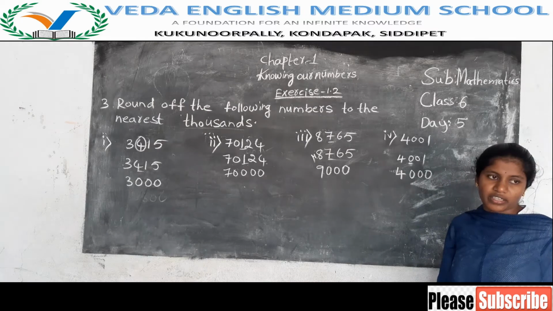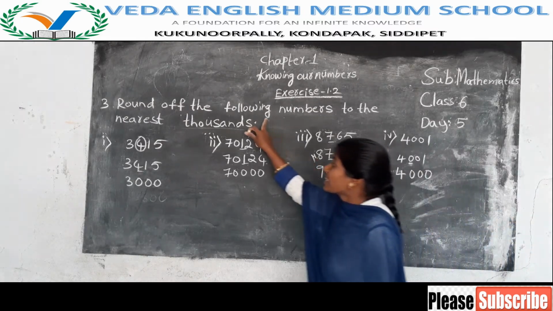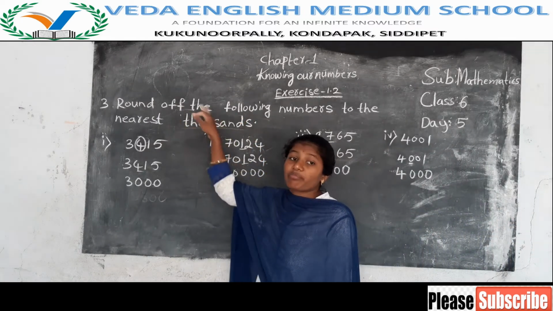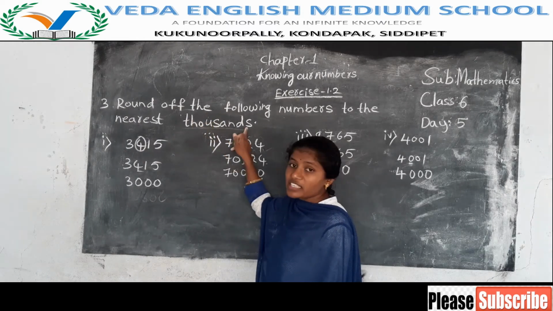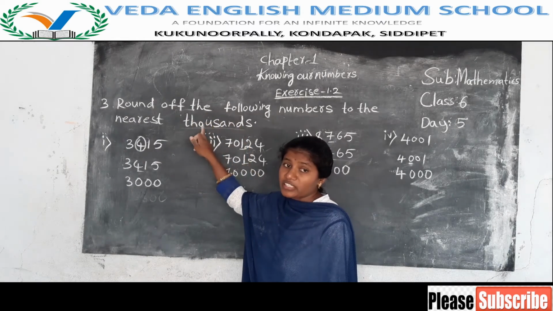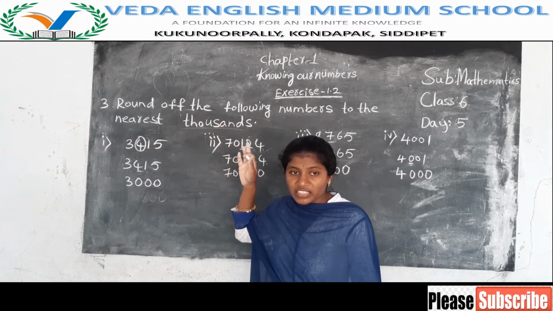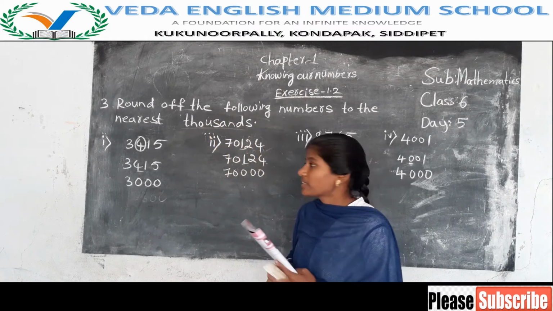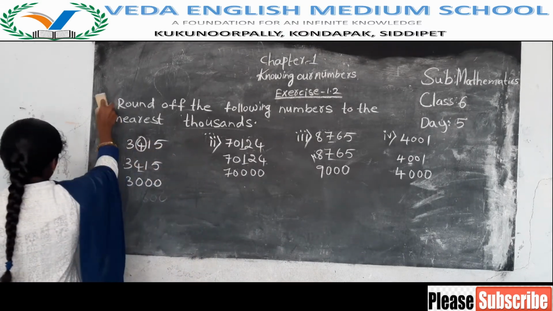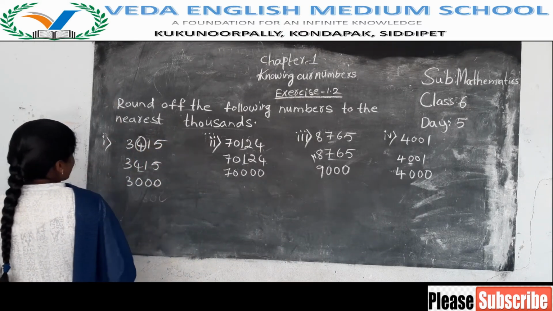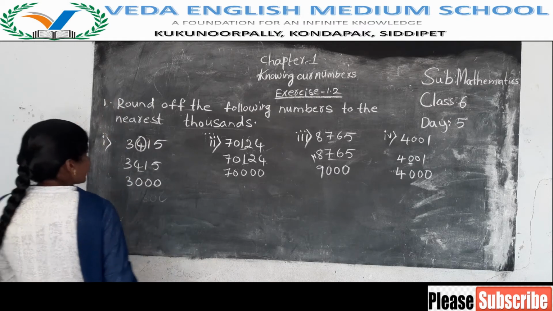Like this you have to find. If they ask for the nearest thousands, then you have to check the place value before it. What is the place value before thousands? Hundreds. If they ask for the nearest hundreds, you check the place before hundreds. What is it? Tens. If they ask for tens, then you check ones. Like that, you have to check the place value before. Those who have completed the first bit, I will write the answers. Check. Round off the following numbers to the nearest tens.